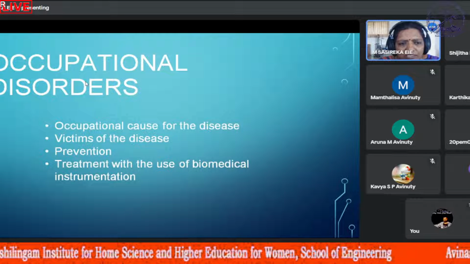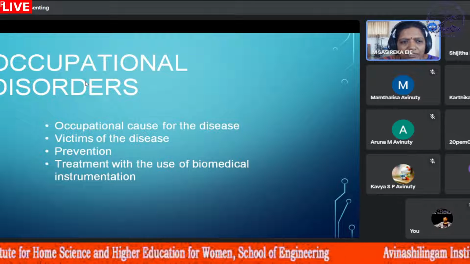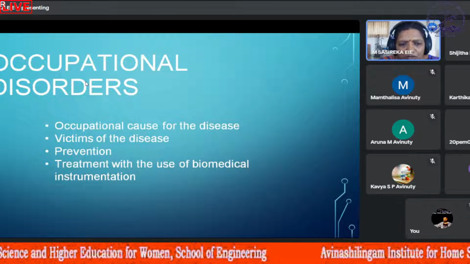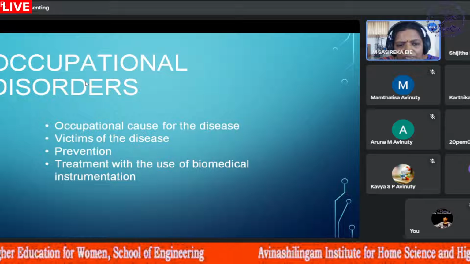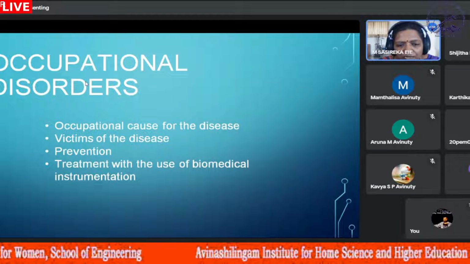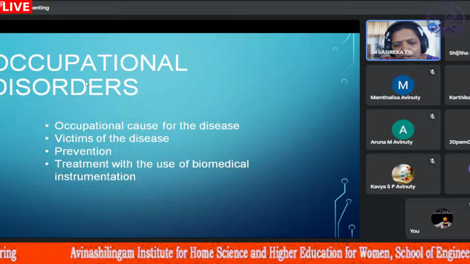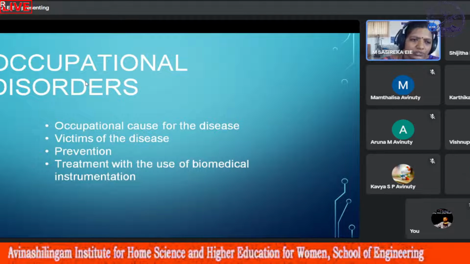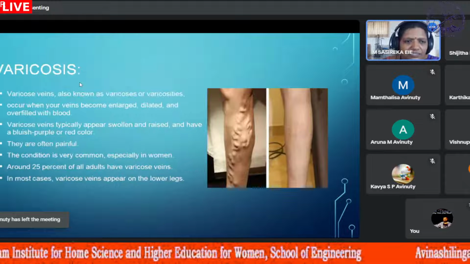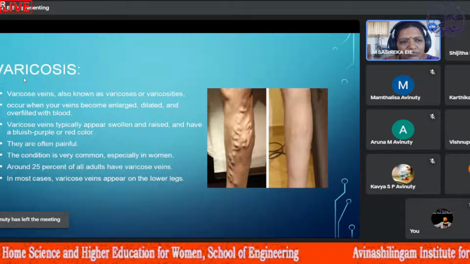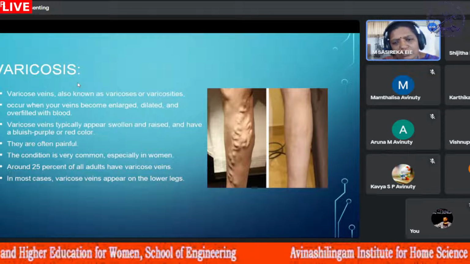So first we have seen what the occupational disorders are. So it will cause disease. One may become a victim of the disease, and we will see how to prevent it and how to treat those diseases using biomedical instrumentation tools. So the first disease we see is varicosis.